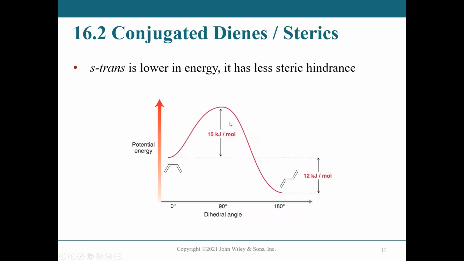All right, so S-trans is lower in energy and has less steric hindrance. And they show you cis-trans, S-cis and S-trans. We can see that this is lower in energy.